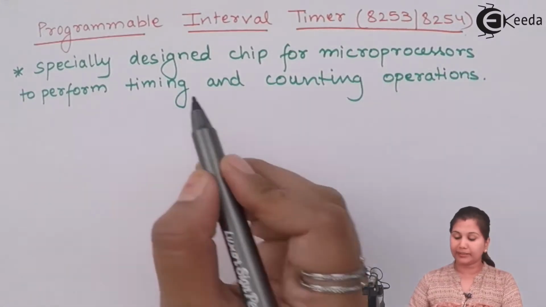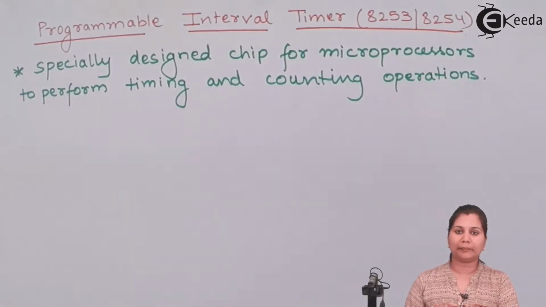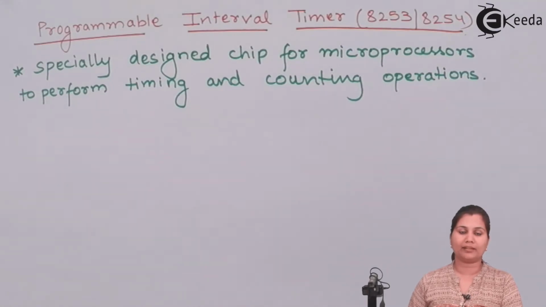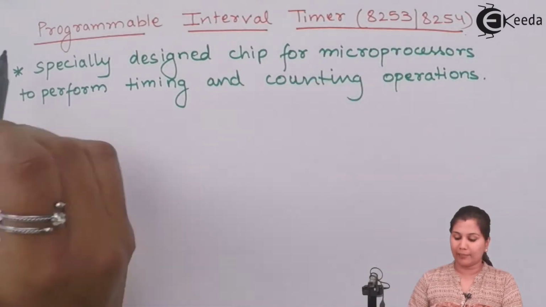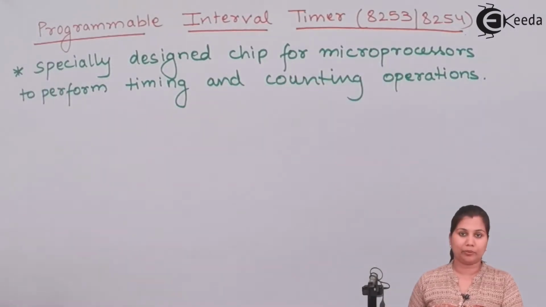And these timing and counting operations are implemented through software. That means we are writing the software instructions, we are programming the chip, and then that chip is performing the timing and the counting operations. That is why the name of this IC is programmable, because it can be programmed. We have the software for it.